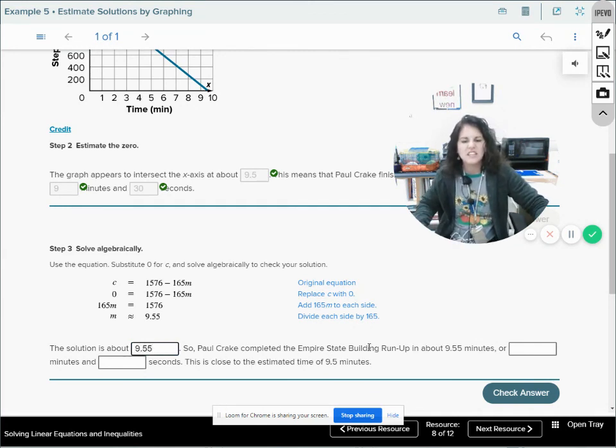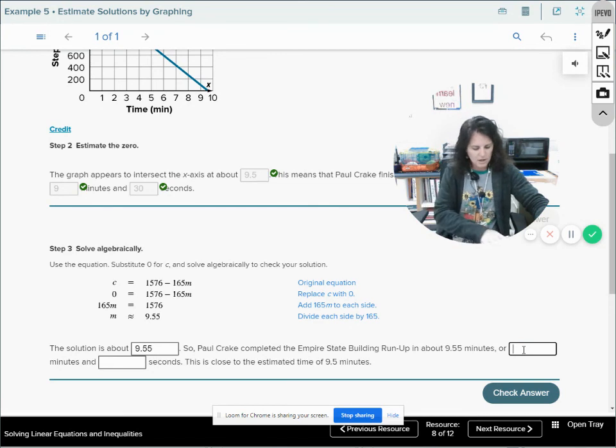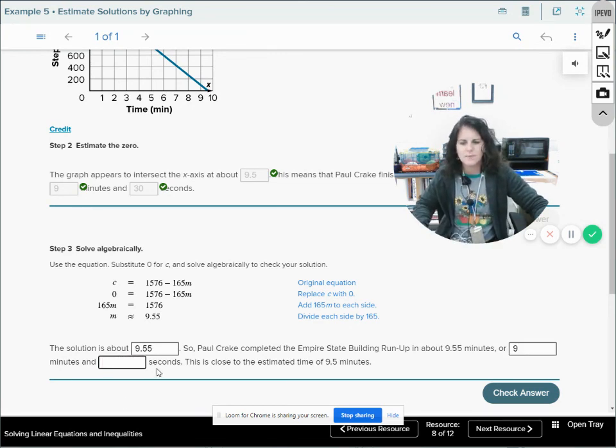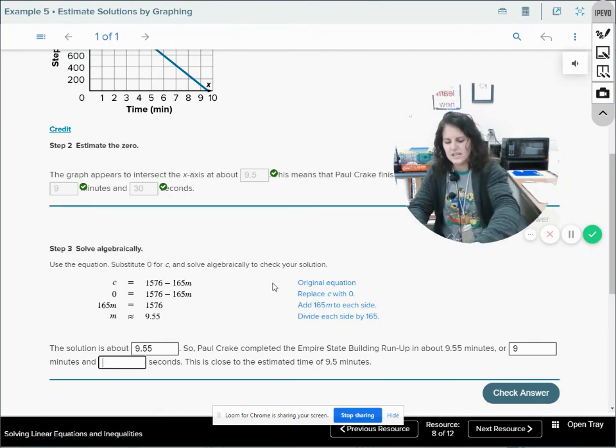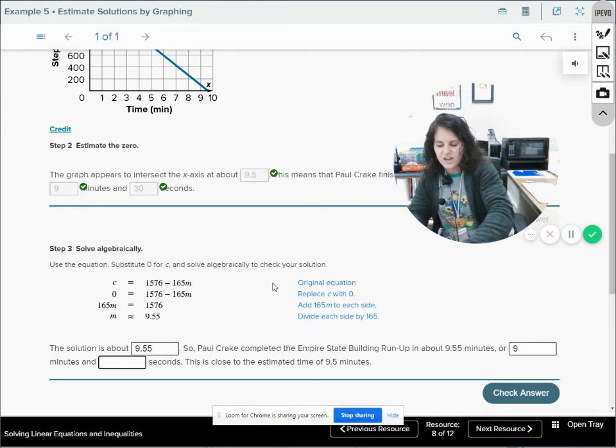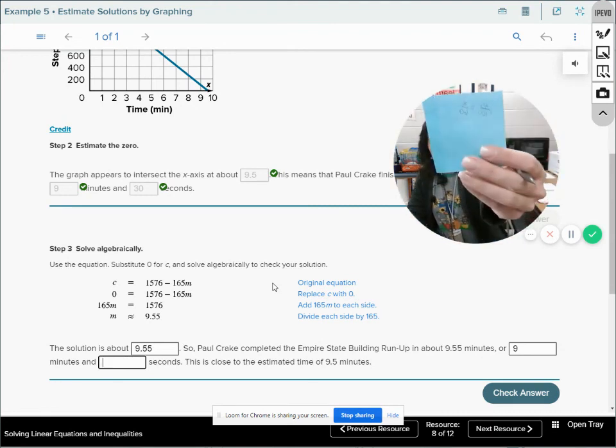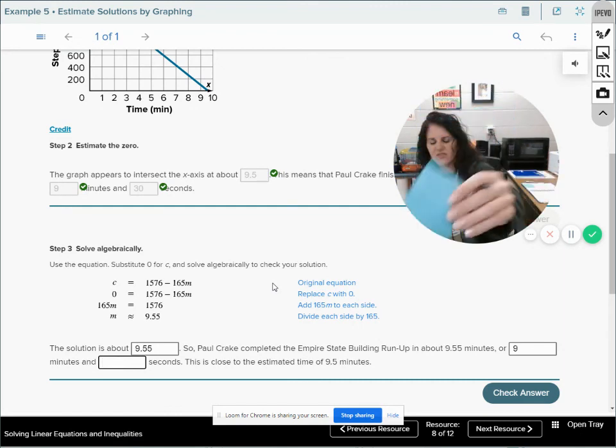So Paul Craig completed the Empire State Building run-up in about 9.55 minutes, or 9 minutes and how many seconds would that be? Well, this is 0.55 of a minute. So let's think about that for a second. 0.55 over 100 is equal to x over 60, basically, is what we're trying to think about. So 0.55 over 100 equals x over 60. I'm going to cross multiply. I don't know if you can see this or if it's backwards, I never know. But we can cross multiply and divide to figure this out.